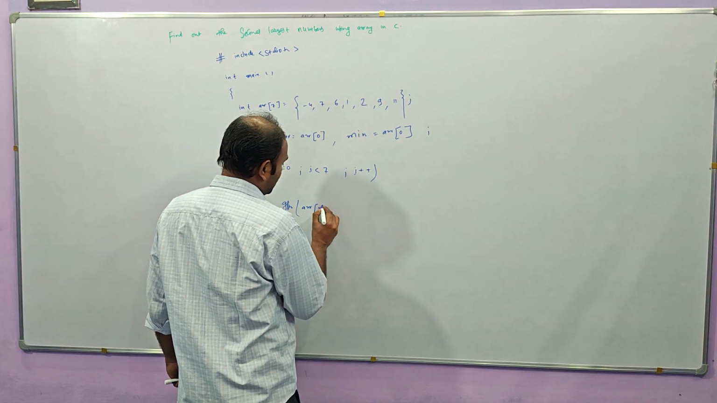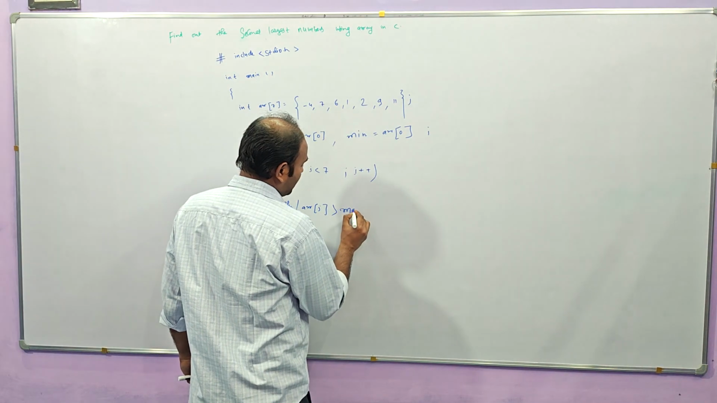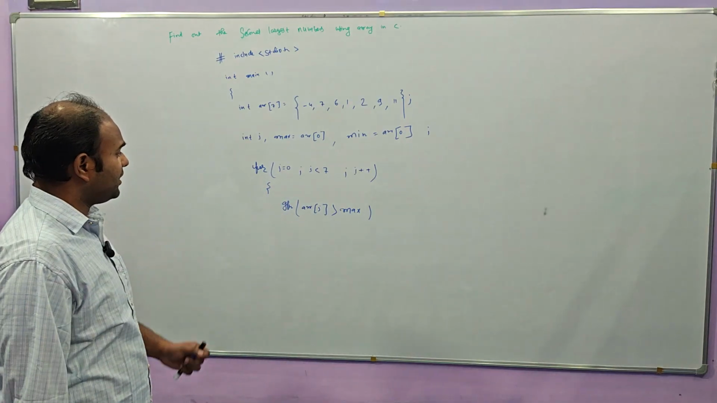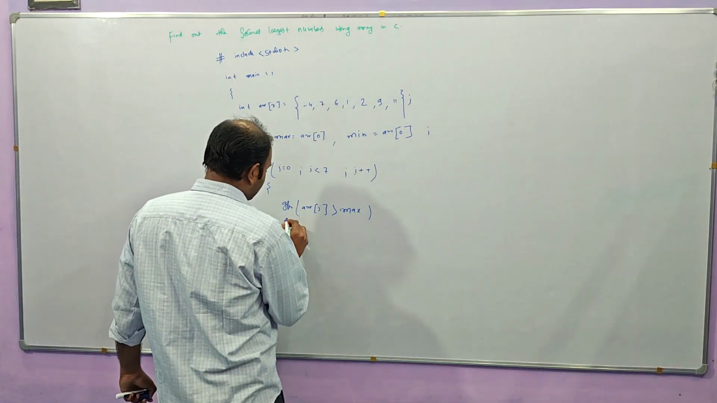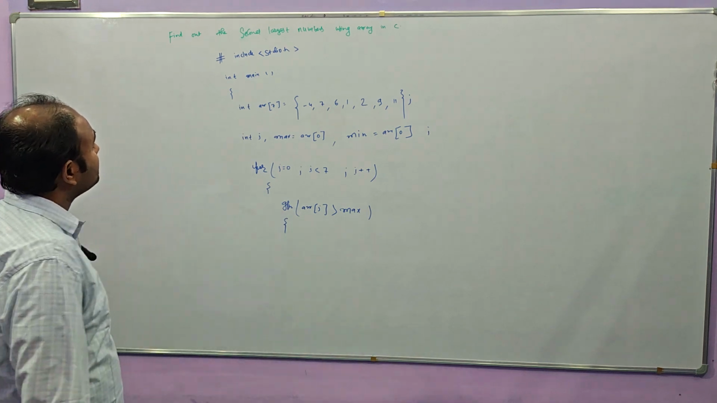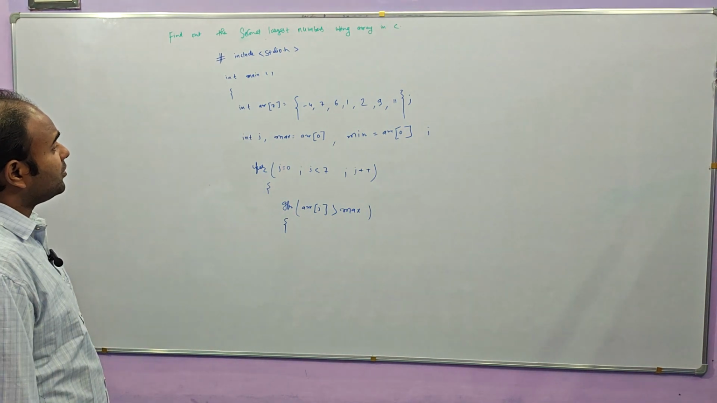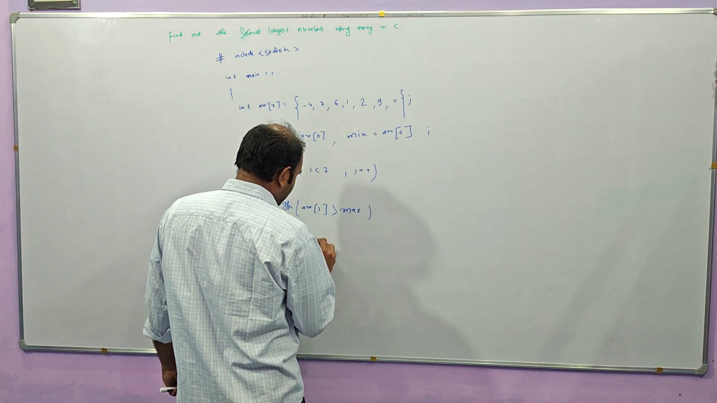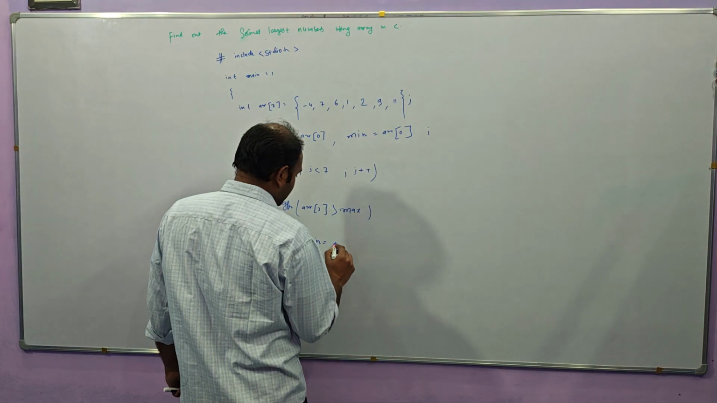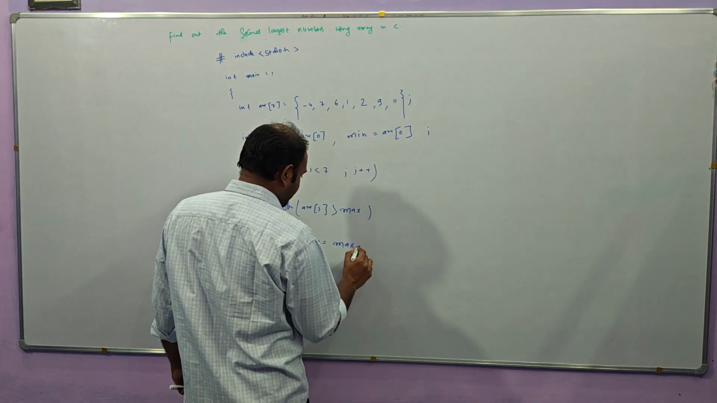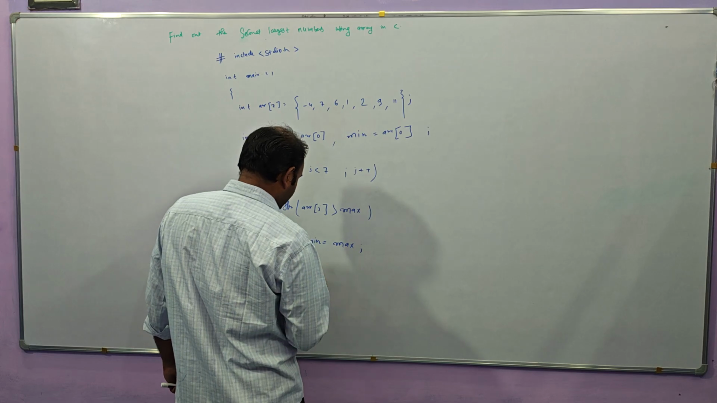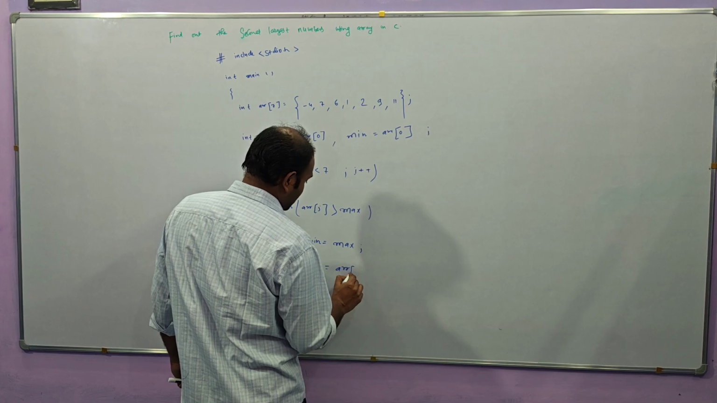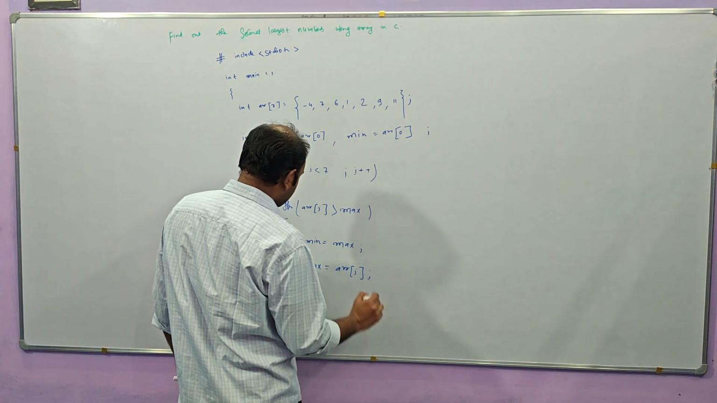Now if ar[i] is greater than max, then min is equal to max and max is equal to ar[i]. That's it.